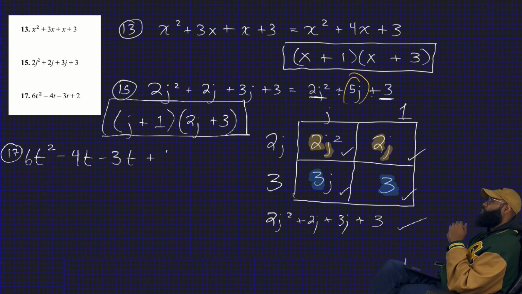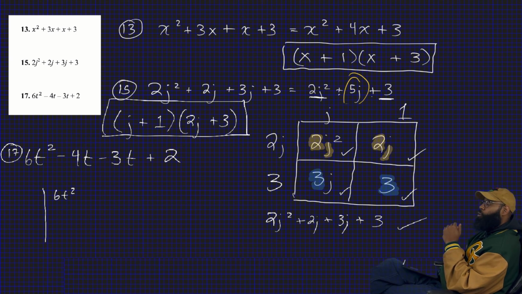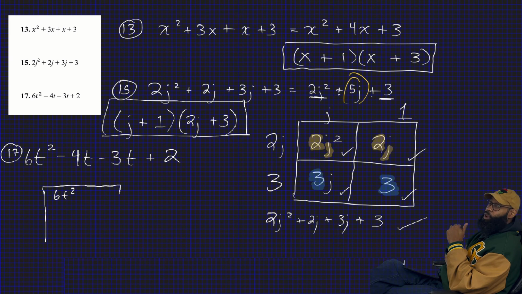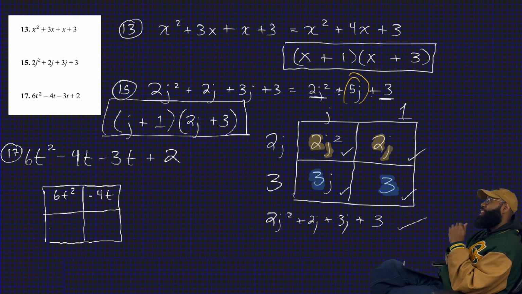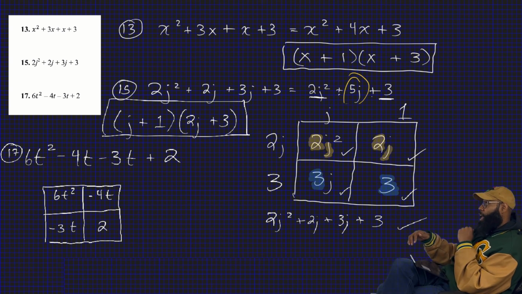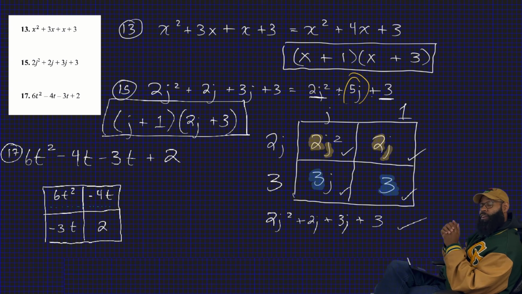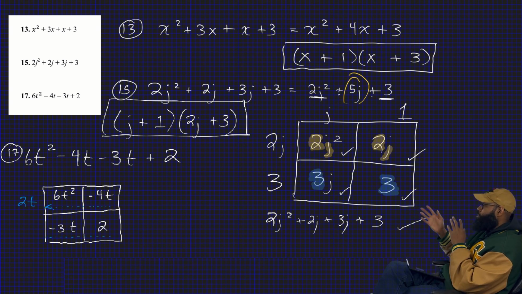So 6t squared minus 4t minus 3t plus 2. What's my technique? How do I want to attack this problem? Well, I love the box. So 6t squared, first term, negative 4t. All you gotta do is forget the minus and everything's gonna go all right? So negative 3t and of course the positive 2. And now I'm trying to figure out what goes on the outside, right? So I'm factoring out. What goes into 6 and 4? 2. And if they both have t's, I can take a t out.